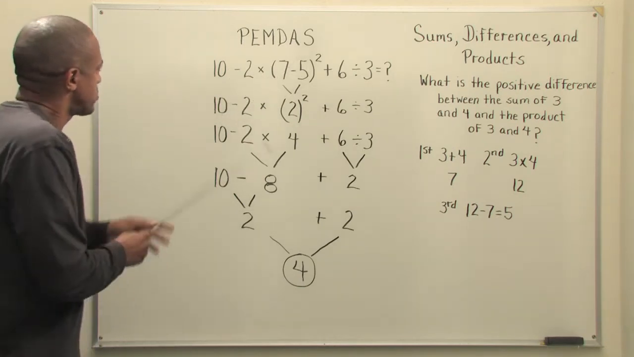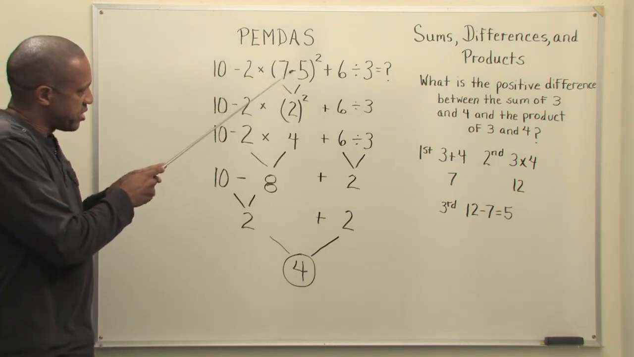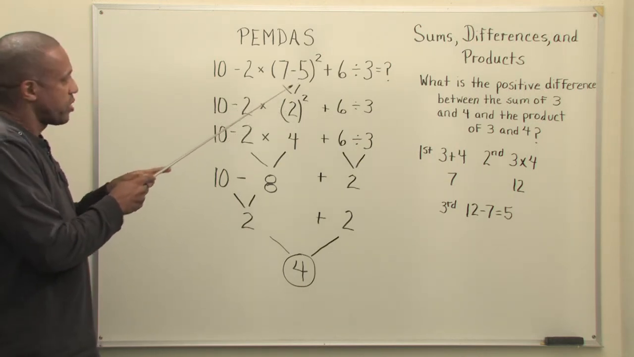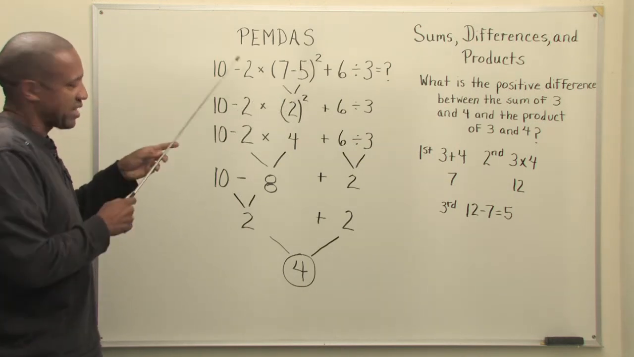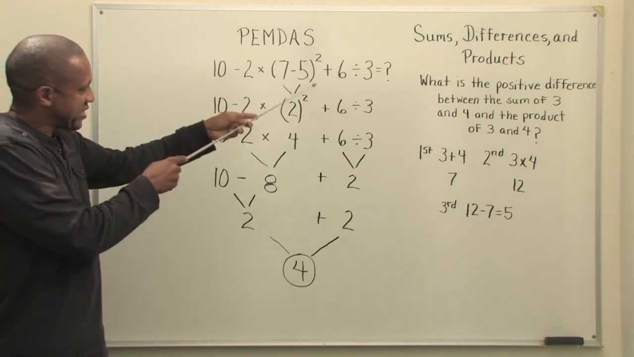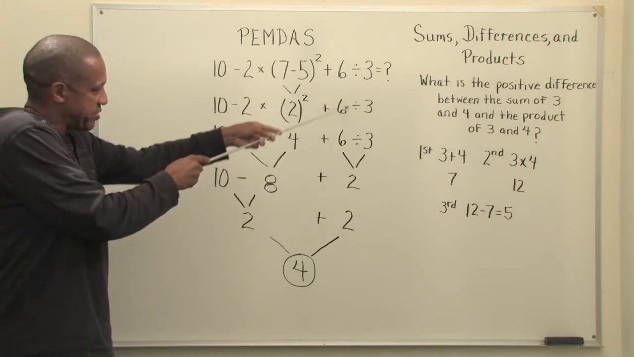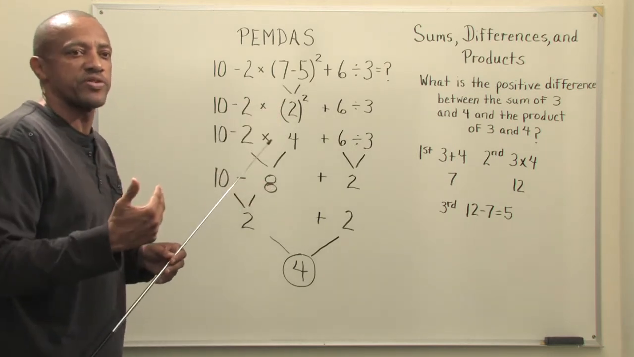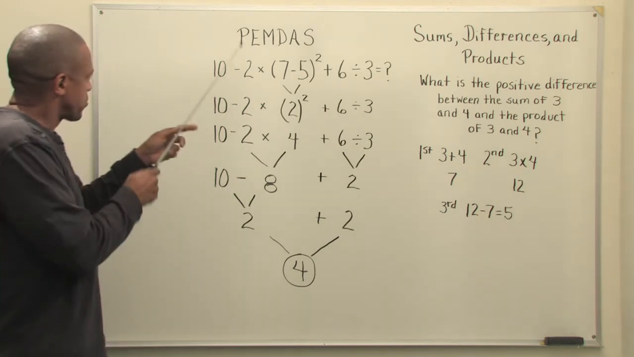In this problem, you want to do parentheses first. So that's 7 minus 5, which gives you 2. You bring down the exponent, and I like to bring down everything else too, including the signs, all the pluses all the way down to the division. I like to do that because it keeps things in order and it helps you not get mixed up. Okay, we've done the parentheses.